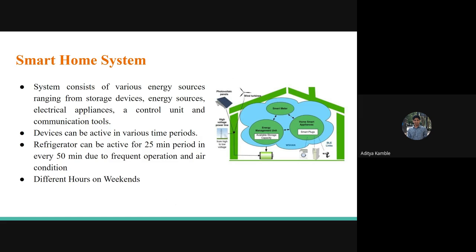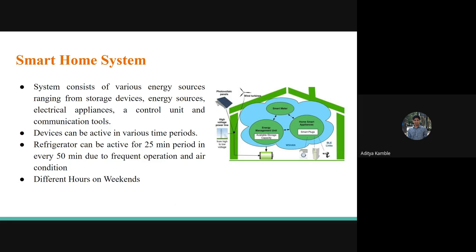Okay, thank you, Sindhu. So my name is Aditya. I will explain how the smart home system is configured and how it will work with the Bluetooth low energy devices. Over here we have three modules. First is the smart meter, then we have the energy management unit, and third is smart home appliances. All the home appliances will have smart plugs, so we can control them automatically without human interruption. This system will consist of various energy sources ranging from storage devices, which is the EMU, then energy sources, the electrical appliances, and control unit, and communication tools.